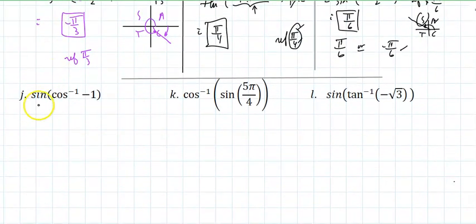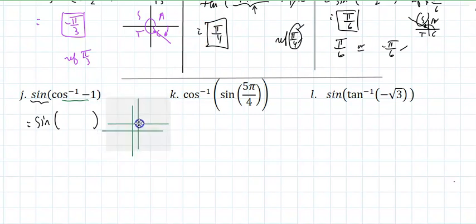So again, I'm finding now the sine. The sine is a ratio. This says the inverse cosine of -1. Where is that? That's a special angle. Inverse cosine is -1 at pi. And what's the sine of pi? Well, the sine of pi is a 0.